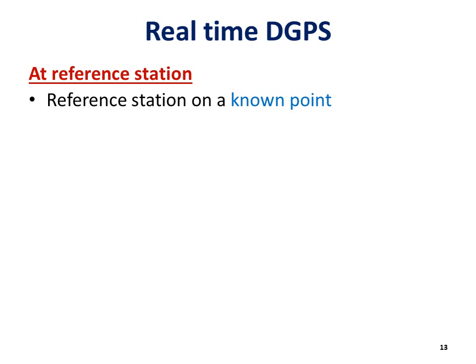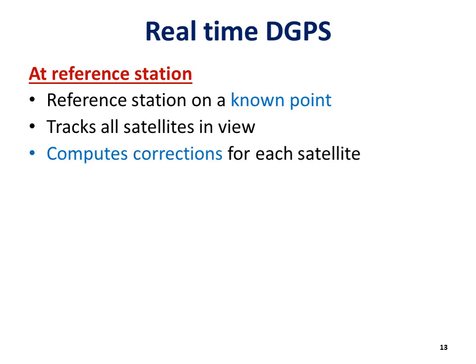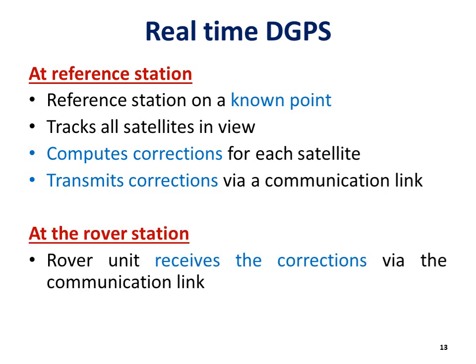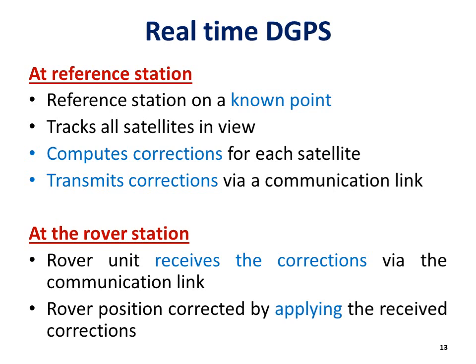So in real-time DGPS, at the reference station there will be a point of known coordinates or known location. Then it will track all the satellites in view, and compute the correction for each satellite. After getting the correction, it will transmit these corrections via a communication link. And at the rover station, what is happening? This unit receives the corrections via the communication link, and the rover position is corrected by applying the received corrections. I hope it is clear. It is very simple and an interesting one also. I hope it is clear.